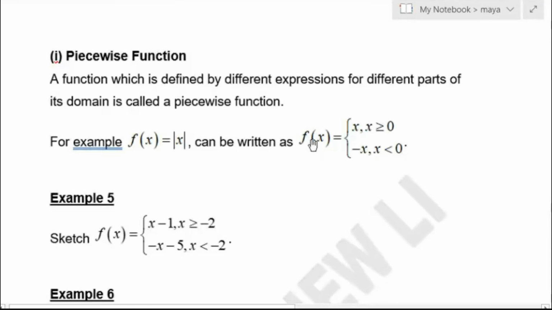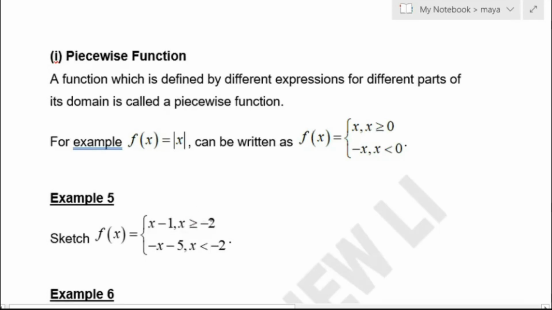You can see for this function, we read x more than 0, it is a linear function of x, but for x less than 0, it is negative x. So this is what we call a piecewise function, meaning our function is not in one whole piece. It is separated by pieces.